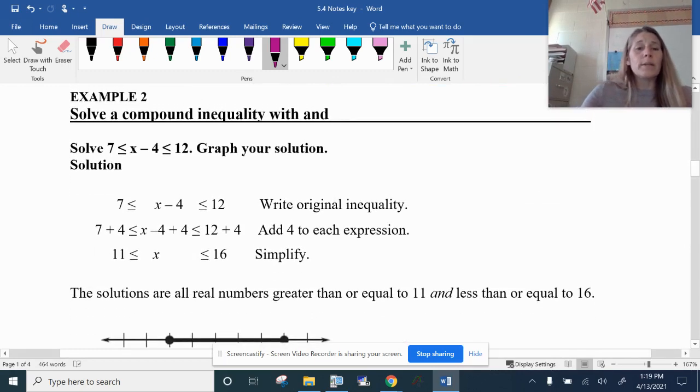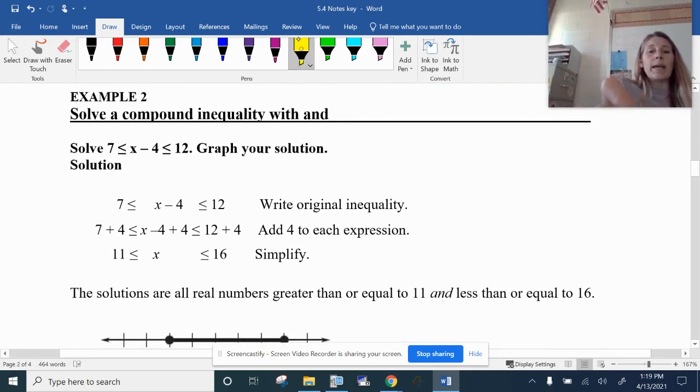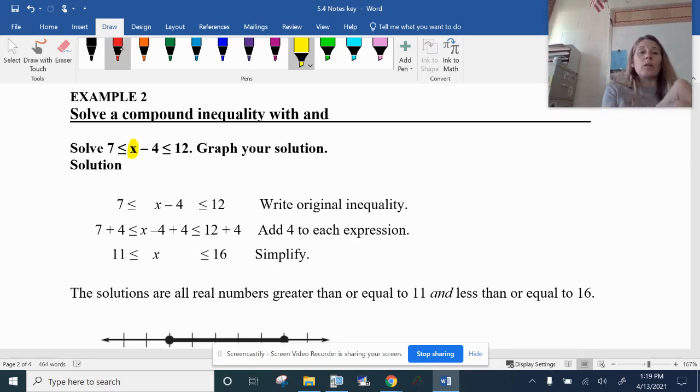So how do we solve these? Well, solving an AND problem, typically we have our variable in the middle. So when we solve one of these, we essentially want to get the variable by itself in the middle. So if I needed to move this 4 here, I'm going to not only add it to the middle to cancel it there, but I'm going to add it to the right and add it to the left. So that's what you can see here.